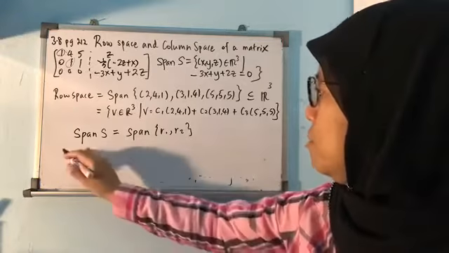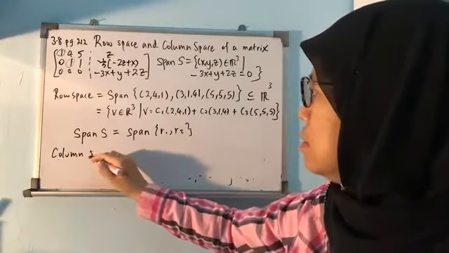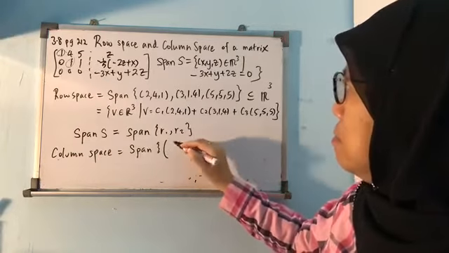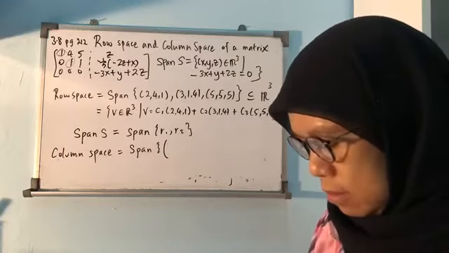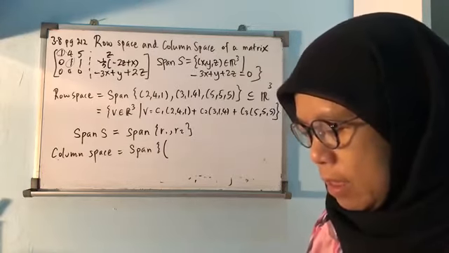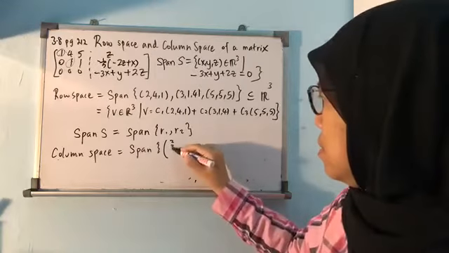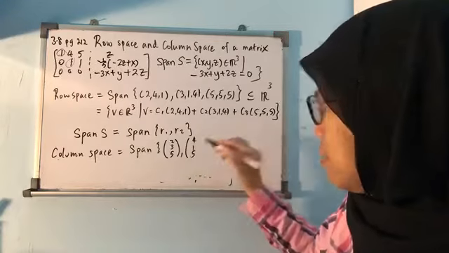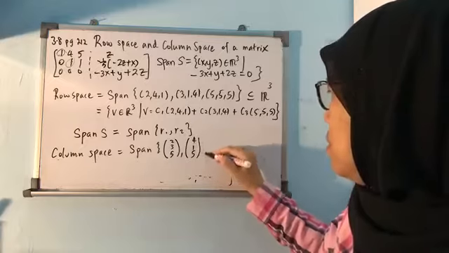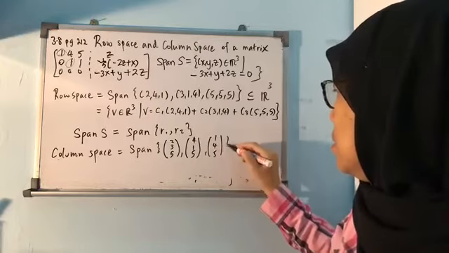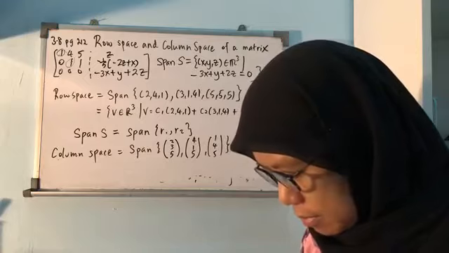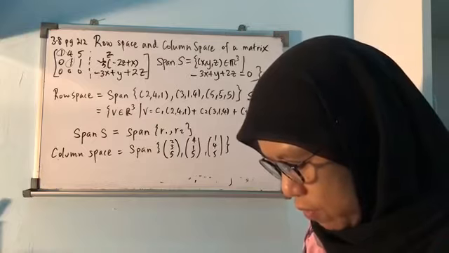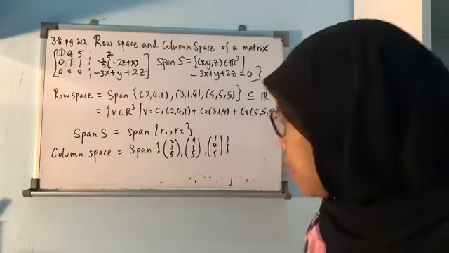Okay, now the column space is the span of the columns. What are the columns? 2, 3, 5, 4, 1, 5, 1, 4, 5. Okay, 2, 3, 5, 4, 1, 5, and 1, 4, 5.